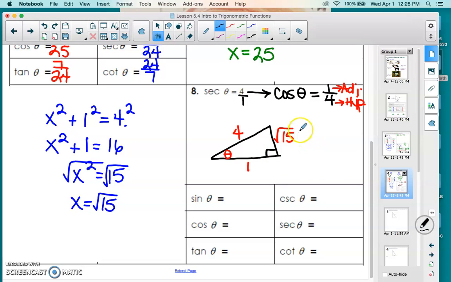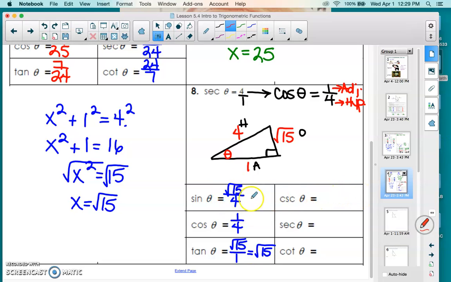Okay, I'm going to label opposite, adjacent, hypotenuse, and just kind of do what we've been doing. So sine is opposite over hypotenuse. Cosine is adjacent over hypotenuse, which we already knew because we figured that out with what was given. Tangent is opposite over adjacent, which I guess I should probably just write as radical 15. Looks neater.